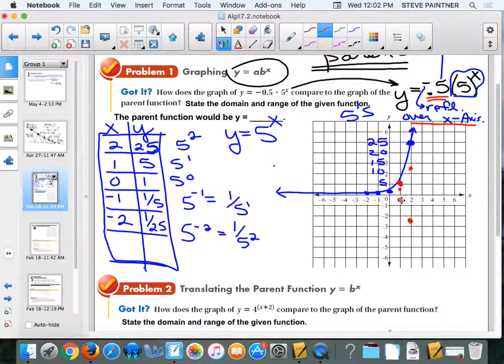This is the number 1. You're up 1. What's half of 1? Half. Now reflect a half. Negative a half. So far, guys, this is what I see. I see this look. Okay.